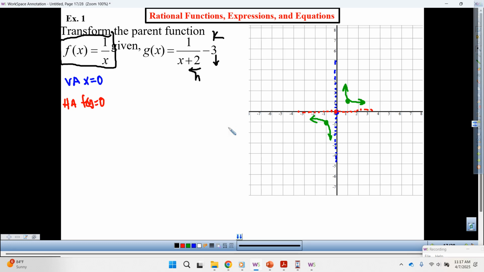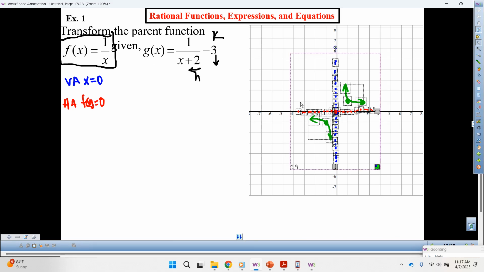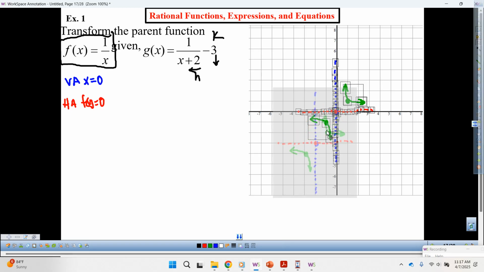Now check this out. We're going to move everything. The asymptotes, the points, and the graphs. 2 to the left and 3 down. So kind of like this. 2 to the left and 3 down. You guys see it? Again, here it goes again. 2 to the left, 1, 2, and 1, 2, 3. We should end up right there.